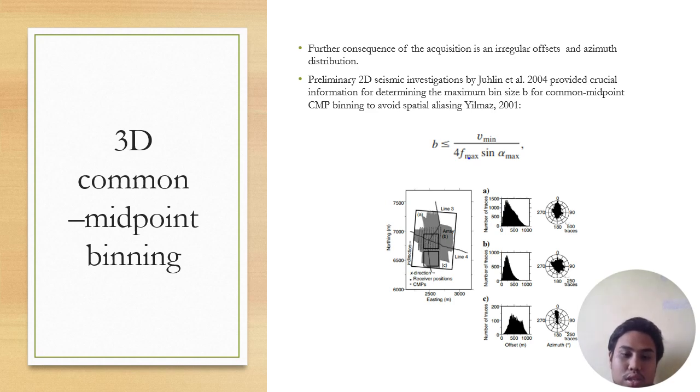As you can see, the acquisition for the common midpoint binning is defined by the regular offset and azimuth distribution in the place. As you can see, regarding the regularity of the data acquisition, you must use this binning to produce accurate data. It also determines the azimuth distribution of the place.